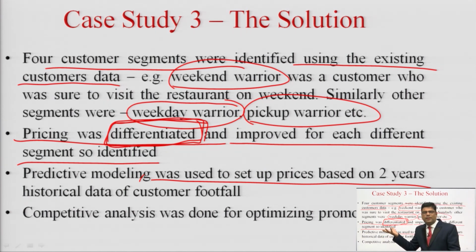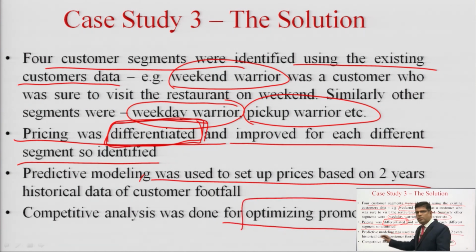Prices were increased, but they were increased in such a manner that each of the consumer segments got more value than before, and competitive analysis was done for optimizing promotions. So, the restaurant decided to deal with prices, it decided to deal with promotions. For optimizing promotions, it took help of the competitive analysis and observed what competition is doing and how it can optimize its promotion. While in case of pricing, the pricing was optimized and various segments were set up, and then for each of the different segments pricing was done differently.